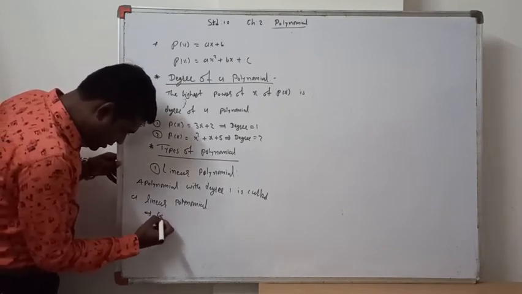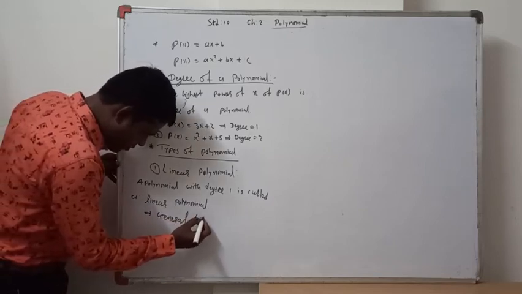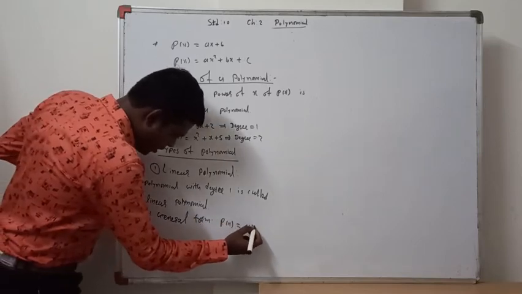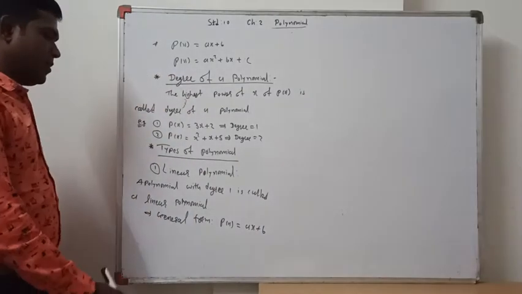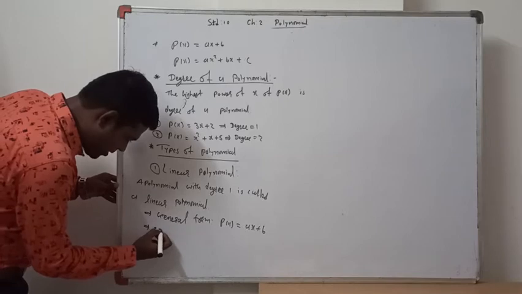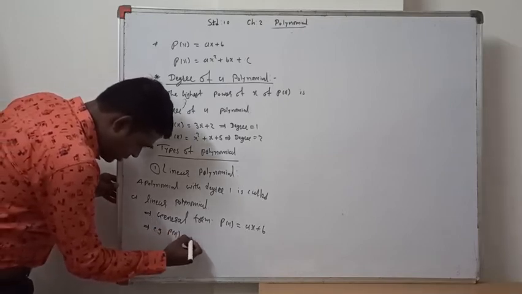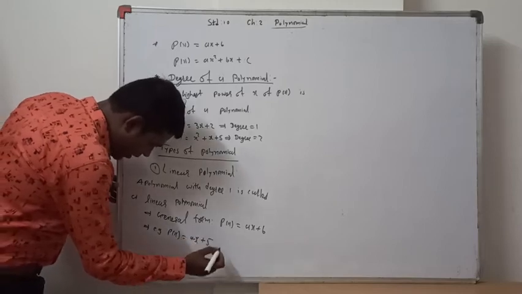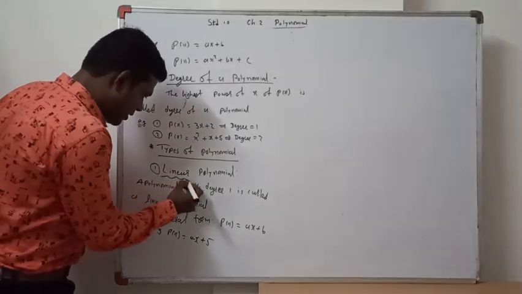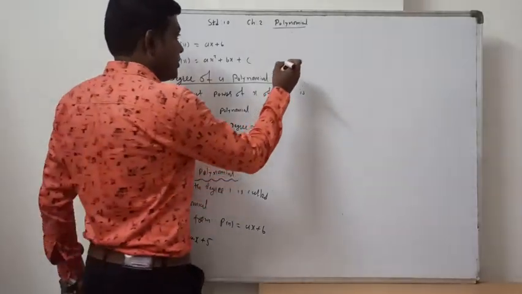Let me take the general form of that linear polynomial. First we write the general form, that is p(x) equals ax plus b. So this is the general form of a linear polynomial. Let me write one example, that is p(x) equals 4x plus 5. Over here degree is 1. That's why this polynomial is called a linear polynomial.